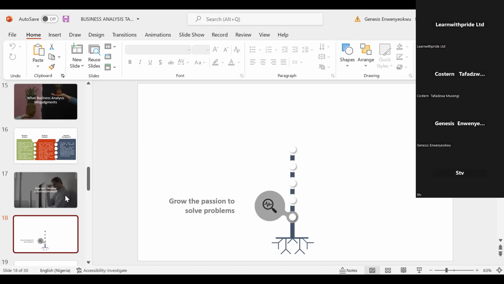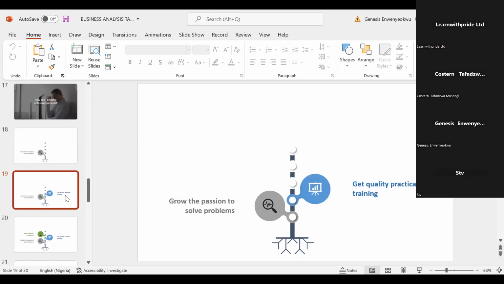Yeah, thank you. So grow that passion to solve problems for people, solve problems for businesses, find solutions to their problems, and then get paid for the solution you are recommending, right? And then the next thing will be for you to get quality training, and not just quality training, but practical training. Business analysis is not something you just learn theoretically. Some people train business analysis for 1 week. Some people train for 4 days. Some even use a whole day to do business analysis training.